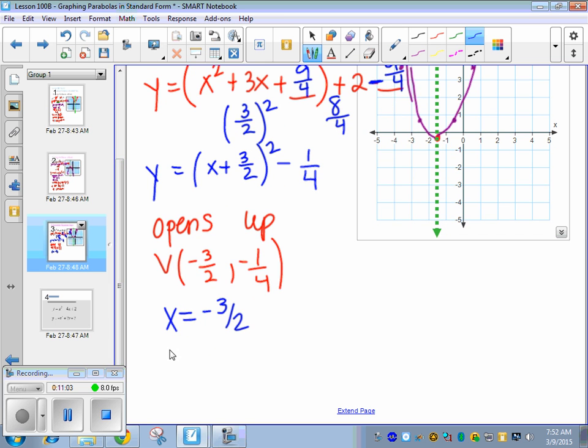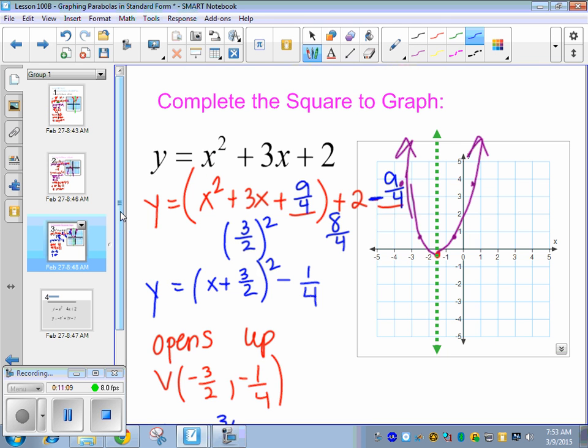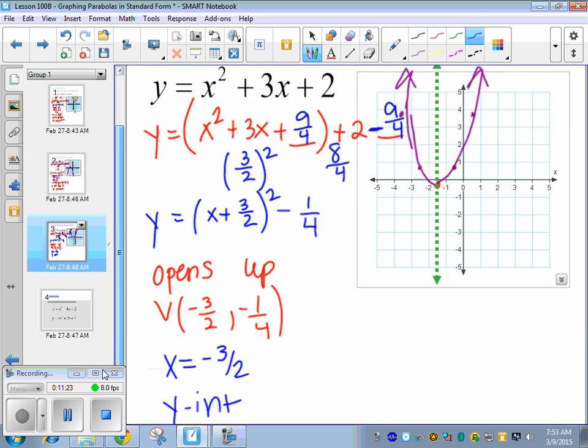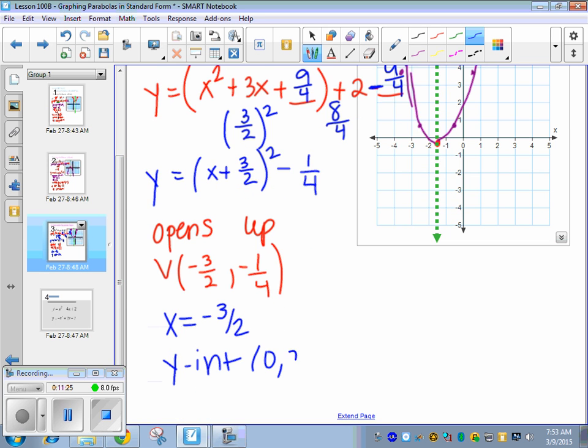Let's see, x-intercepts and y-intercepts. So for the y-intercept, you guys, it is oftentimes easier to go back to the original equation, okay? If you plug in 0 for x here, what do we get for the y-intercept? 2, okay? So if you want to go back to the original equation here, you can. It's easier. So 0, 2 is our y-intercept.